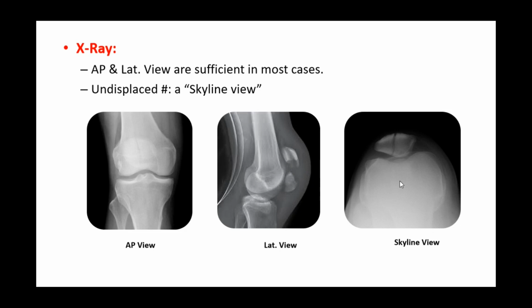Next, we have a skyline view, also known as the sunset view. It is taken especially in an undisplaced fracture, and this is the fracture line. This is how we can easily diagnose that this is an undisplaced fracture of the patella.